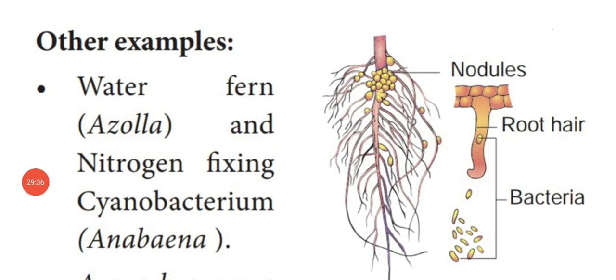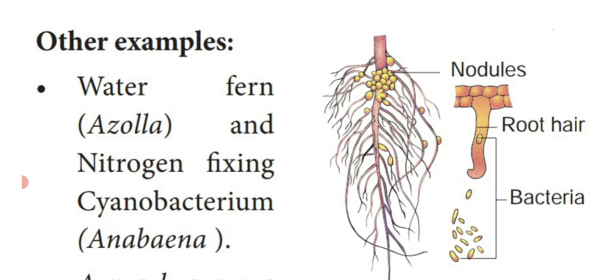Dear students, see the diagram. First diagram is the root of leguminous plants. Then the yellow colour button-shaped structure is known as root nodules. If you take the cross section of your root nodules, you are showing the outer epidermis and the root hair. In the root hair region, they have the bacteria known as rhizobium. This is one of the examples of mutualism, that is, nitrogen fixing bacteria.